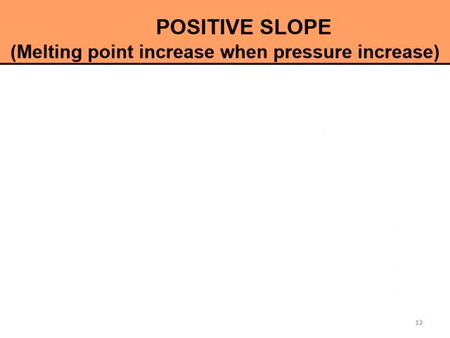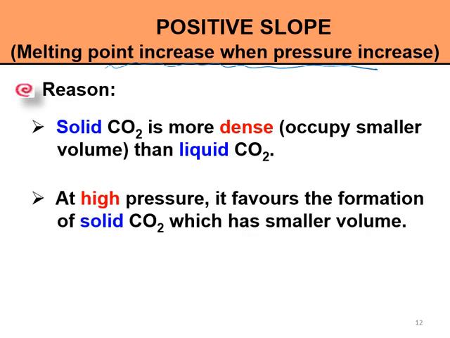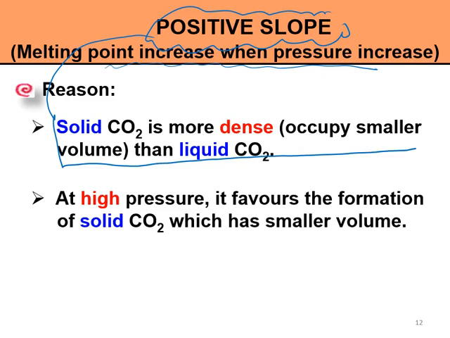Next. Positive slope. What is meant by the positive slope? Okay. Positive slope, that means melting point increases when the pressure increases. Reason: solid CO2 is more dense, occupies smaller volume than liquid CO2. So, kalau dia suruh awak explain why CO2 is positive slope. Why is CO2 positive slope? The reason is this point. Jawapan dia memang ni.